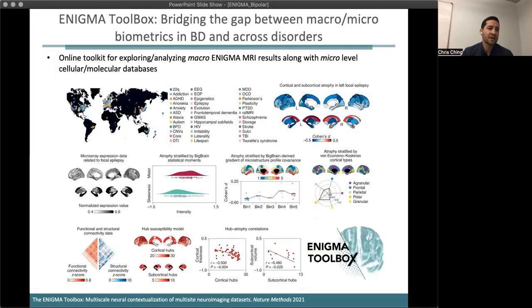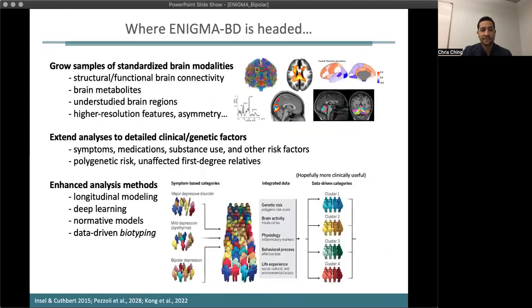Now, we also have something called the ENIGMA Toolbox. So again, a tool trying to bridge that gap between the macro and micro. This is an online toolkit for exploring MRI results from the ENIGMA working groups, along with some really interesting cellular and molecular databases. This is a tool that we use in research, but it's also freely available online. And so if there are data scientists, hobbyists out there, you are free to be making discoveries right alongside us.